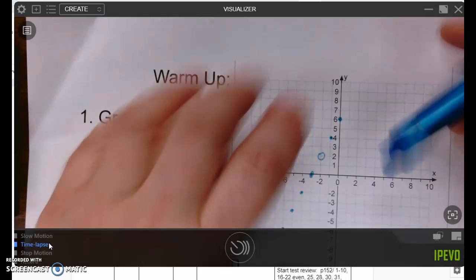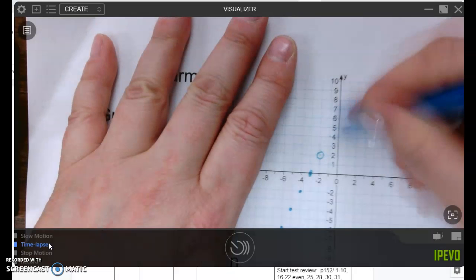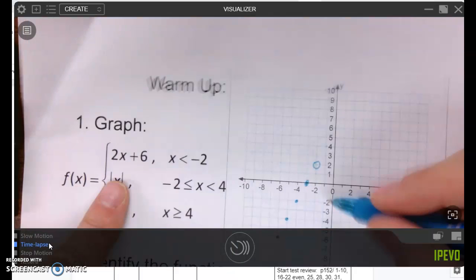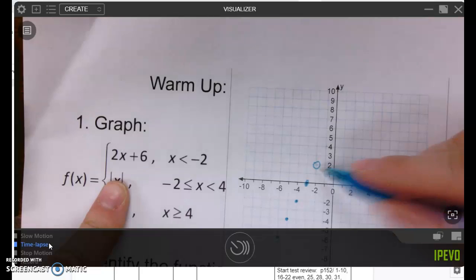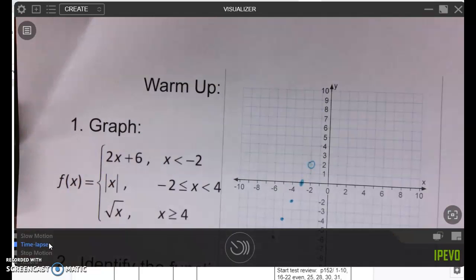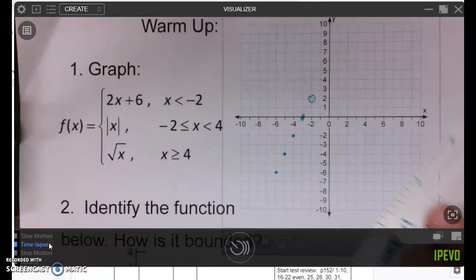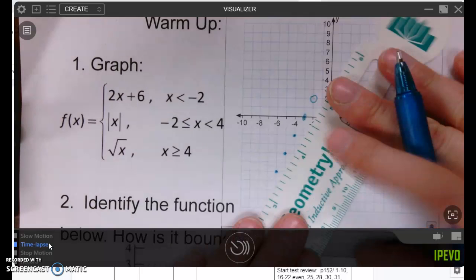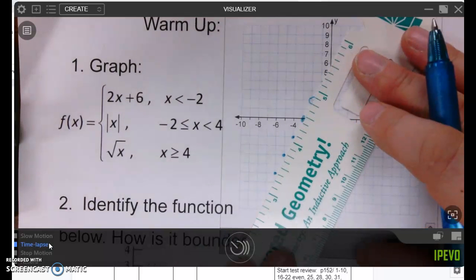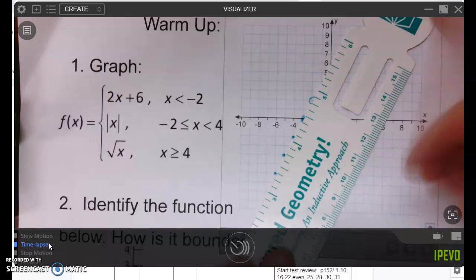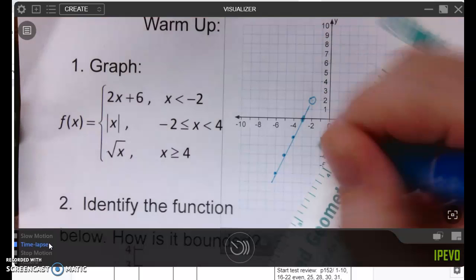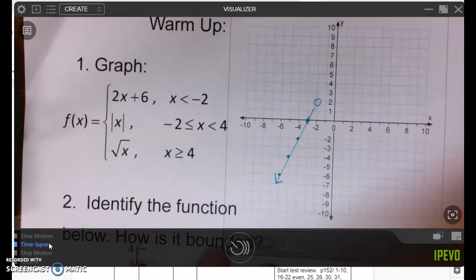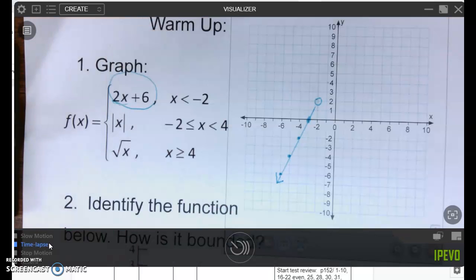All right, and I'm going to erase this part of my line that started at 6 because I only want x values starting at -2 and not including -2. Again, you're going to want to grab that straight edge and connect your points. And so this left part of the graph is a line with a positive slope. This is the light blue color on my notes.